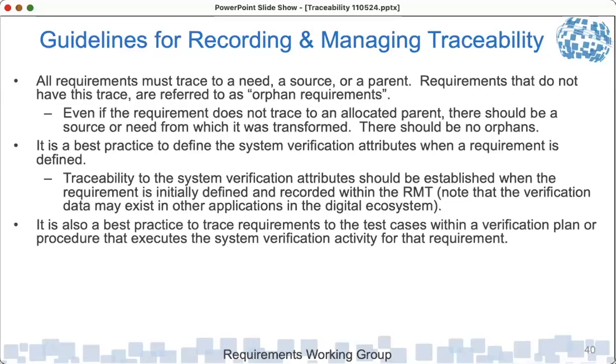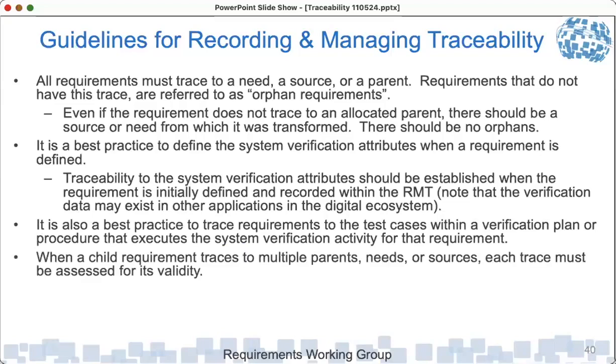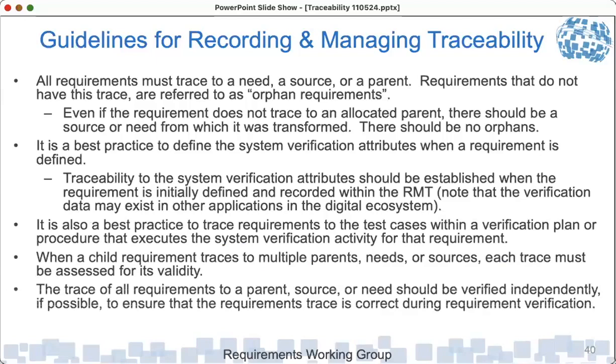the system verification activity. And when a child requirement traces to multiple parents, needs, or sources, each trace must be assessed for its validity whenever that happens. And the trace of all requirements to a parent, source, and need should be verified independently, if possible, to ensure that the requirements trace is correct during requirement verification.